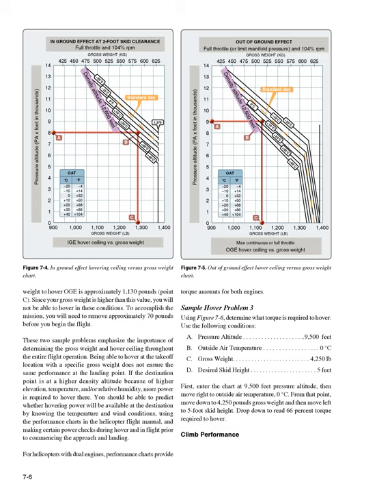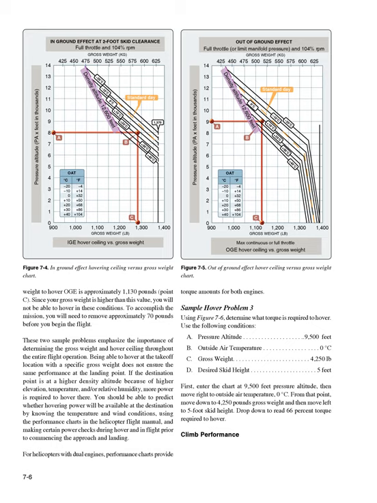These two sample problems emphasize the importance of determining the gross weight and hover ceiling throughout the entire flight operation. Being able to hover at the takeoff location with a specific gross weight does not ensure the same performance at the landing point. If the destination point is at a higher density altitude because of higher elevation, temperature, and/or relative humidity, more power is required to hover there.